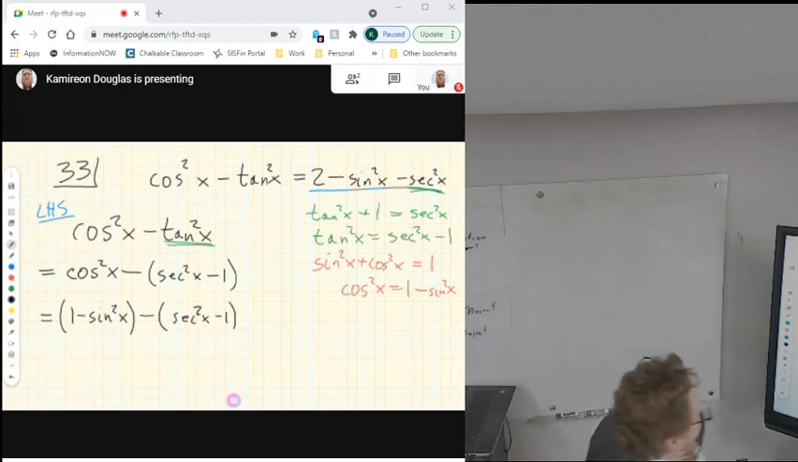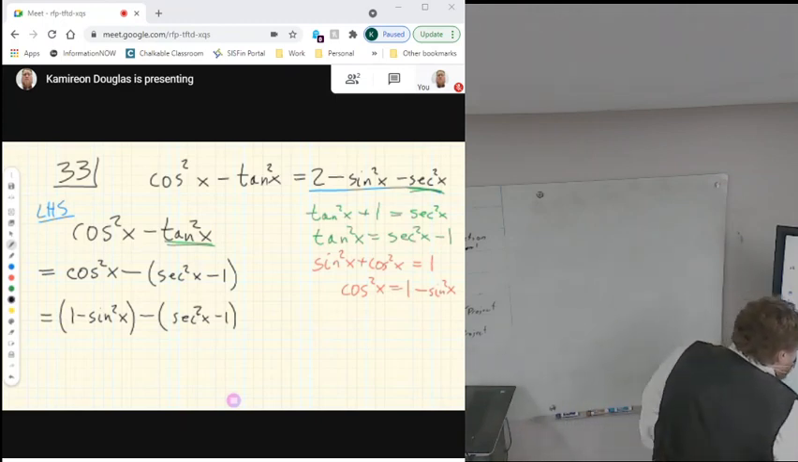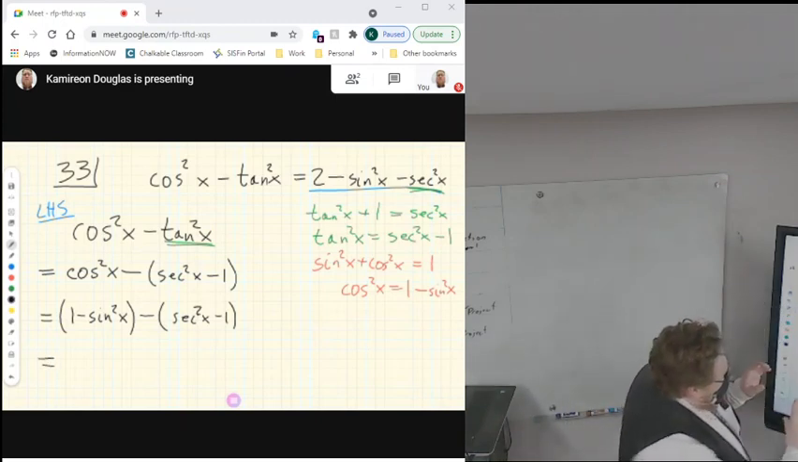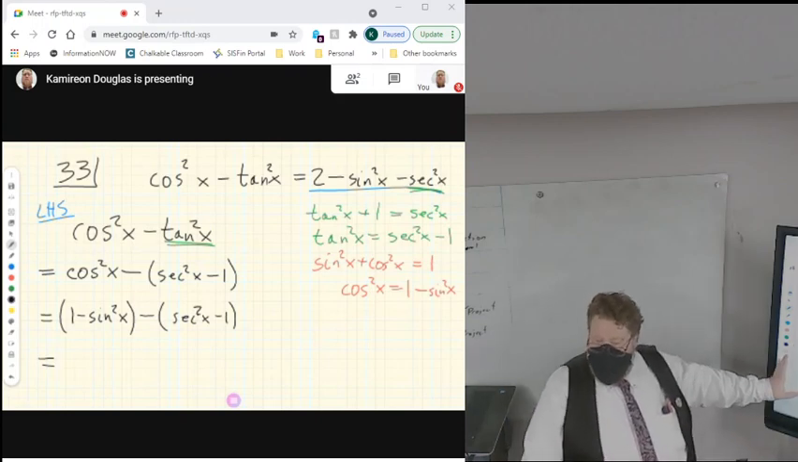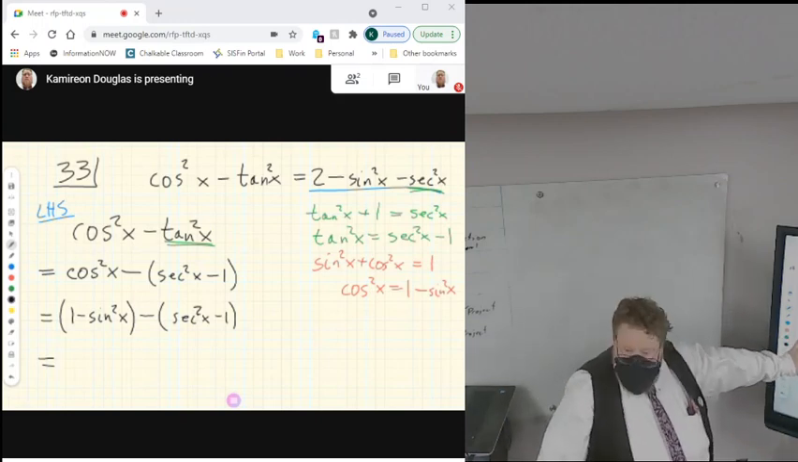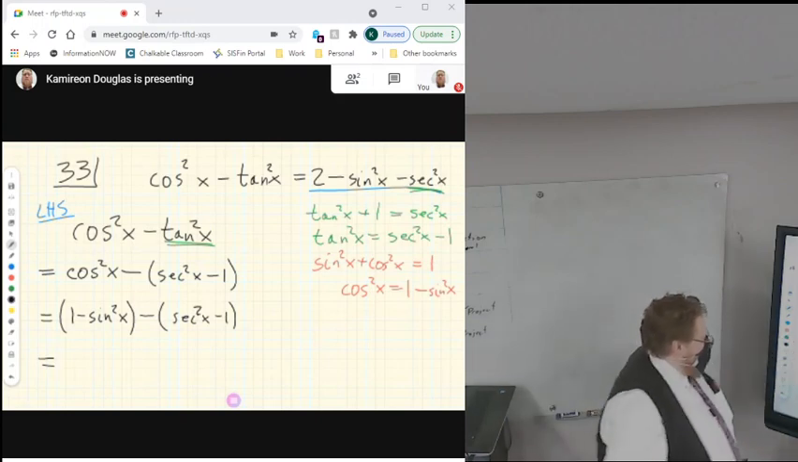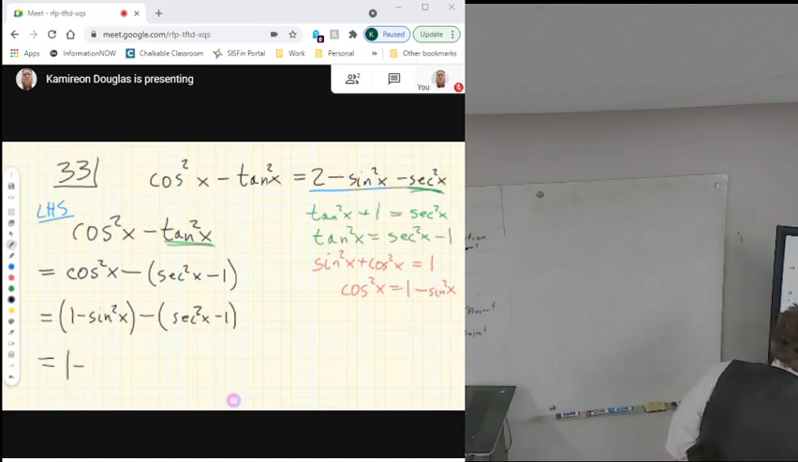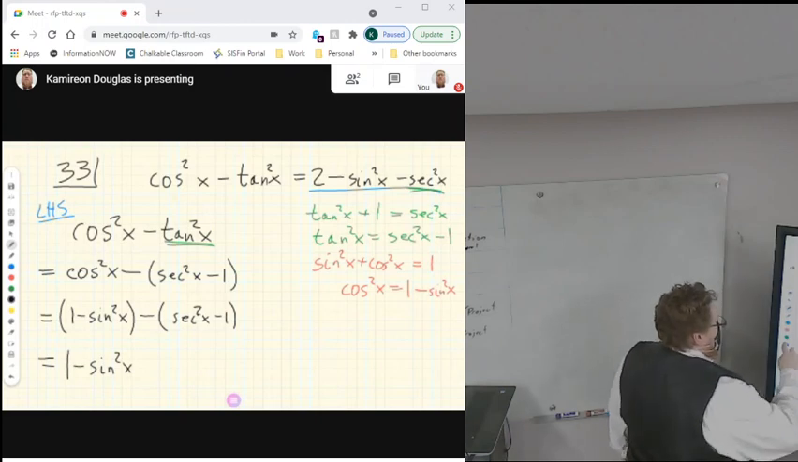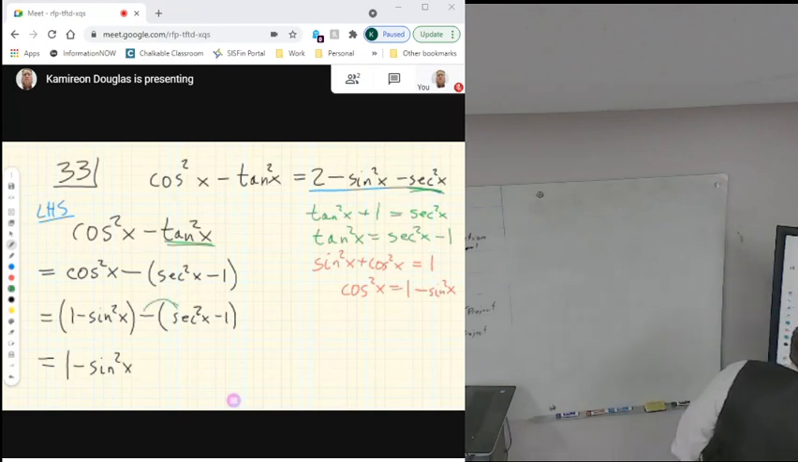Let's look at this problem now. No trig left, just algebra. This first of the parentheses, there's nothing on the outside of it. There's no constant, there's no negative, so I'm just going to drop them. This first parenthesis becomes 1 minus sine squared. The second set has a negative, so I must distribute that negative to both pieces.